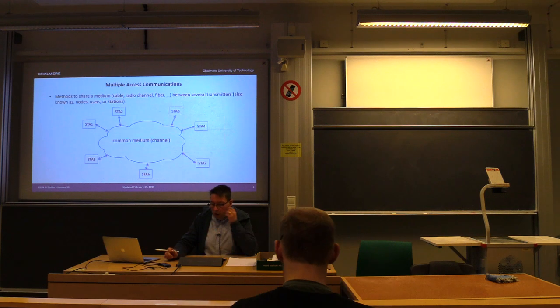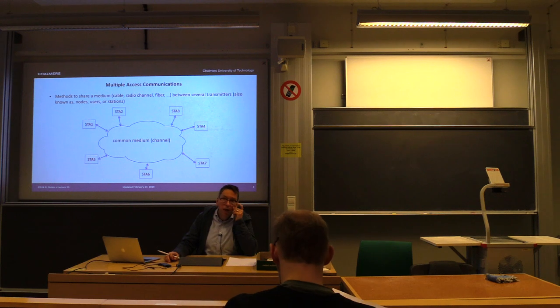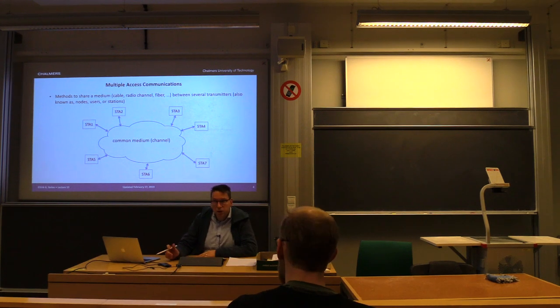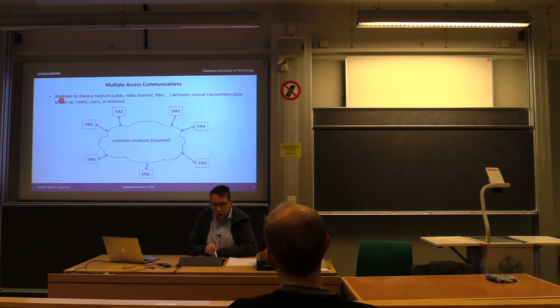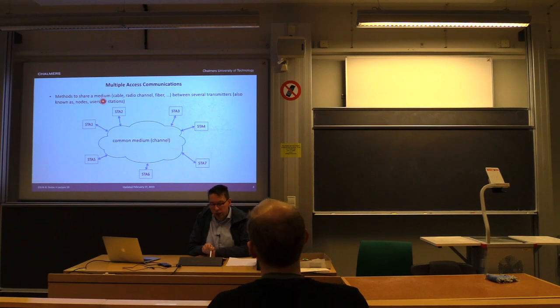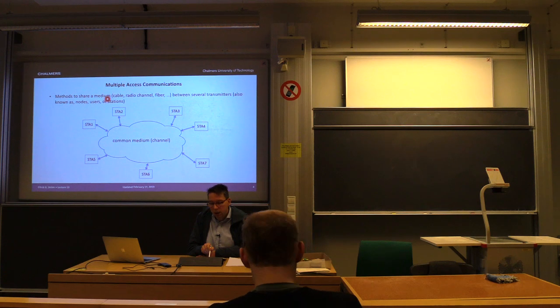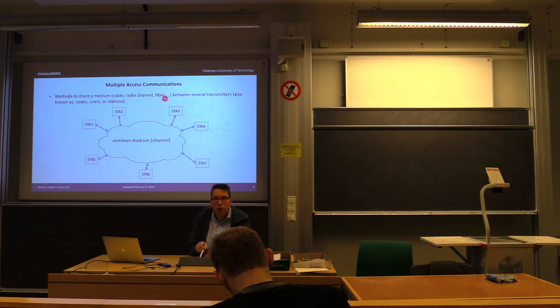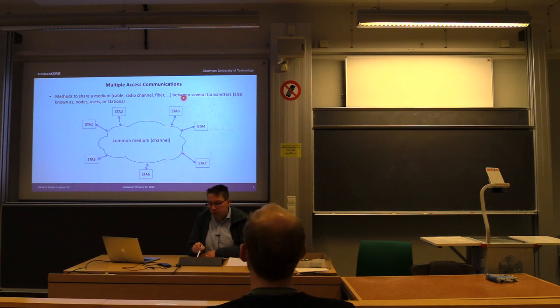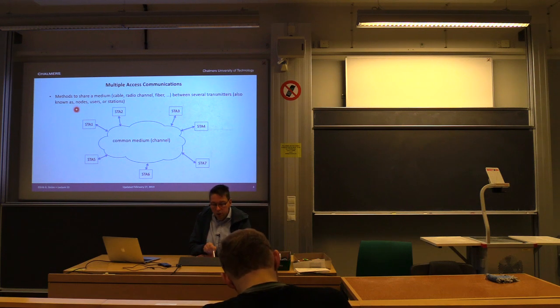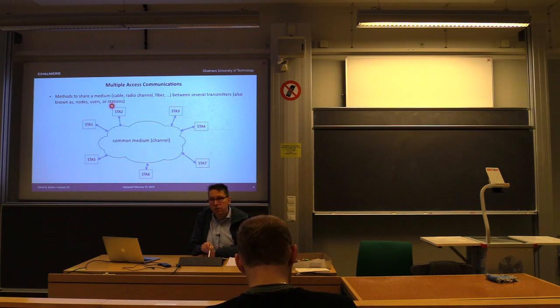Okay, so let's go on to the topic of today, which is multiple access communications. So what is multiple access? Well, it's basically methods for sharing a medium. Okay, and the medium, what is that? It could be a cable, radio channel, fiber, or whatever. And the sharing of the medium, a common medium, is done between several transmitters. These transmitters are also known as nodes, users, or stations. There are many different names for the same thing.